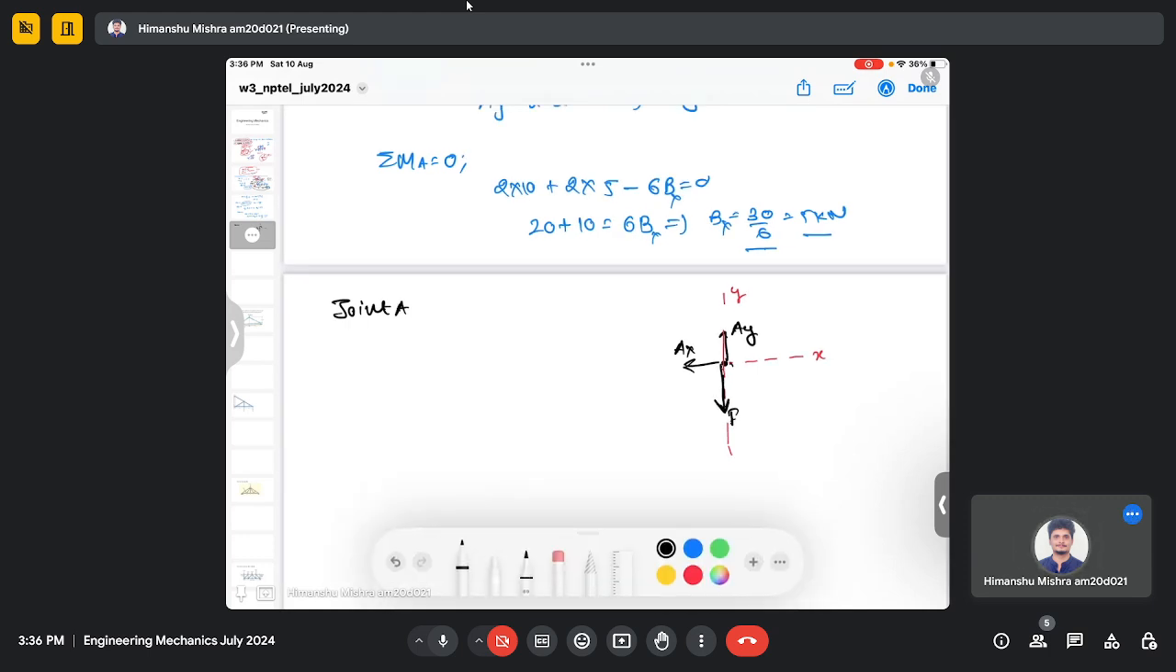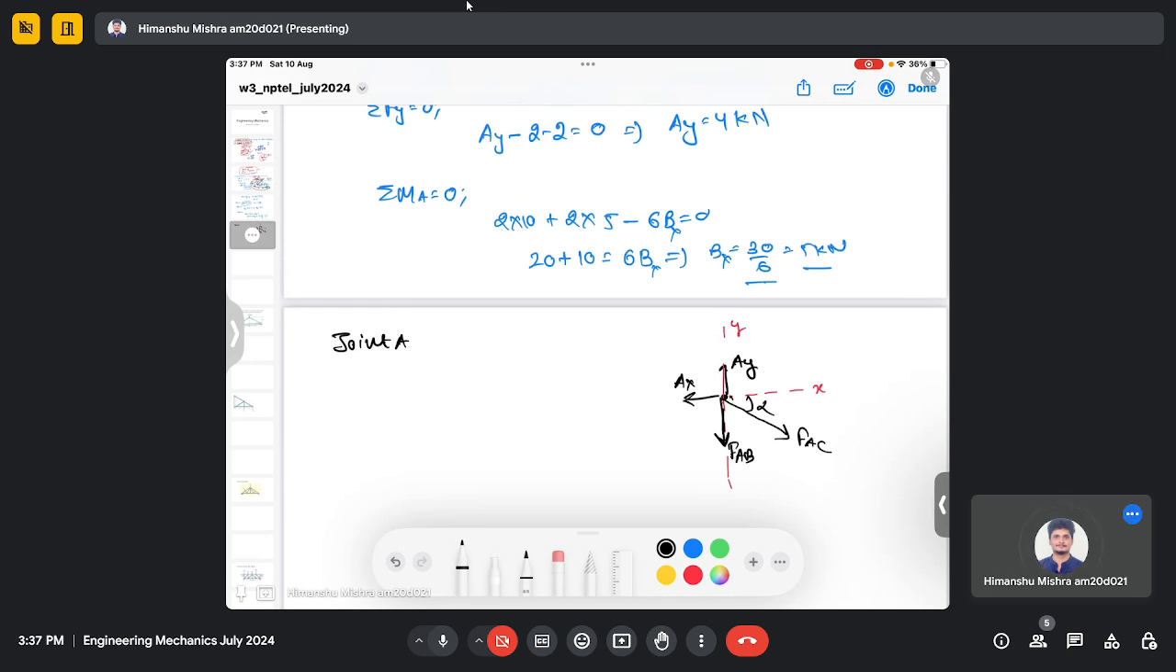This is force AB. I'm just guessing the direction for now, that the direction of force AB is in the downward vertical direction. You can also choose to be in an upward vertical direction. I'm guessing in the downward direction. And this is force AC, and this is alpha, right? So again, for the force AC, I am guessing the direction to be downward in the y, or in the negative y direction, and positive x direction.